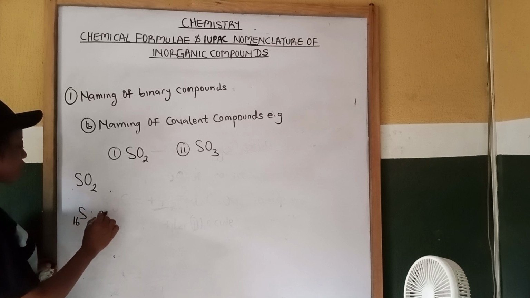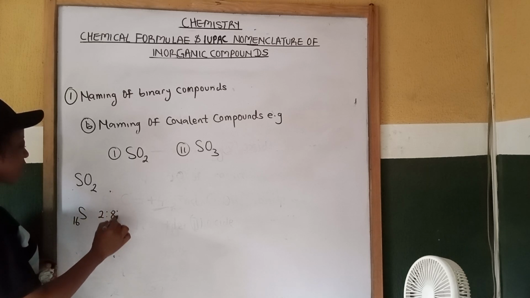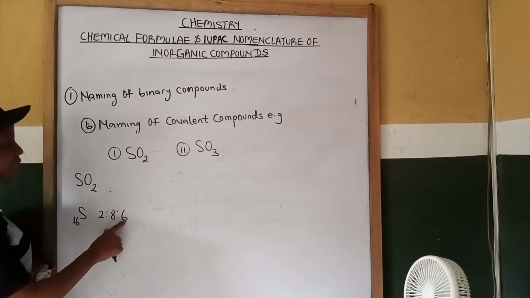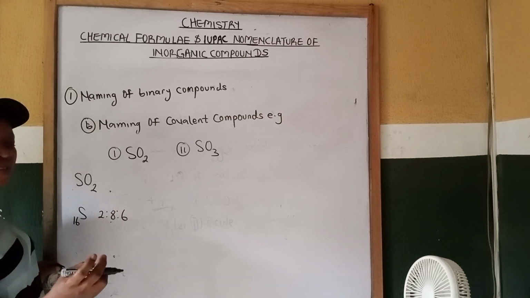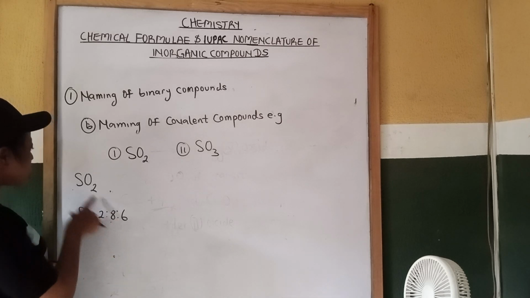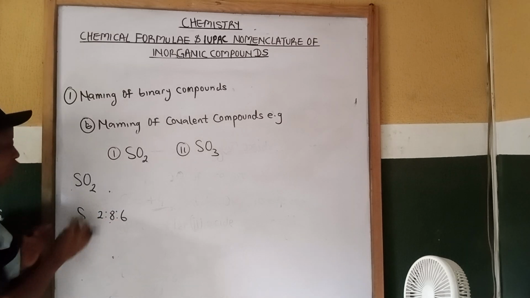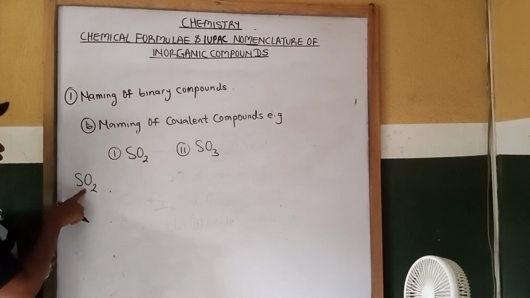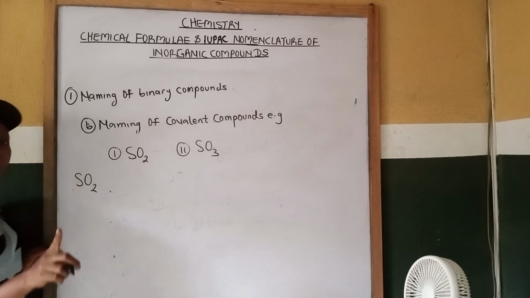The first shell carries 2, then the second carries 8, followed by 6. 2 plus 8 plus 6 will give you 16. Then the number of valence electrons is 6. Elements with 5, 6, 7 valence electrons are non-metals. So therefore, sulfur is a non-metal. Oxygen is also a non-metal. So when we are talking about a combination of two non-metallic atoms, the first one will be named fully.